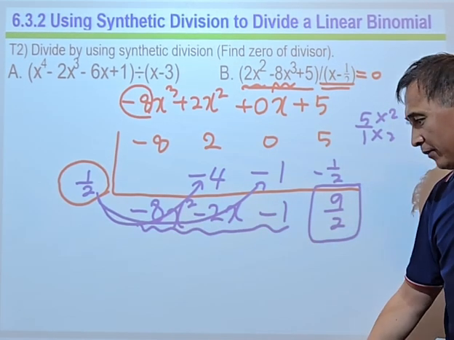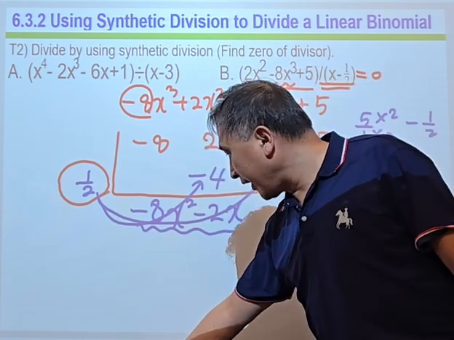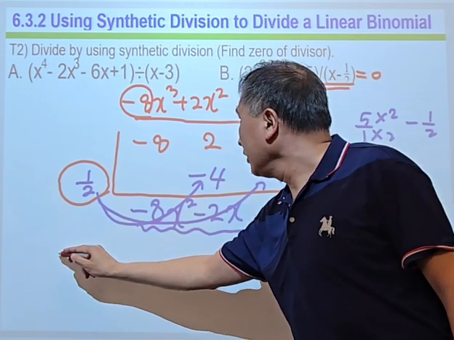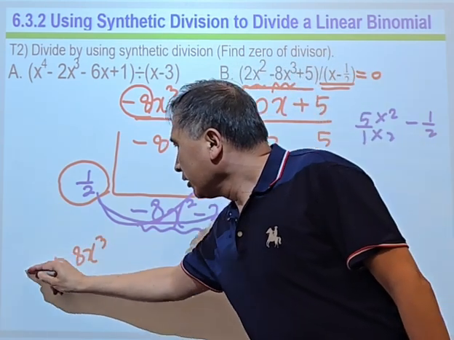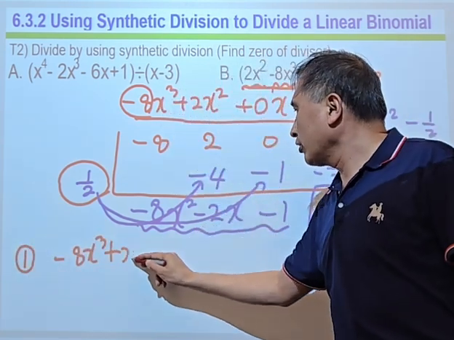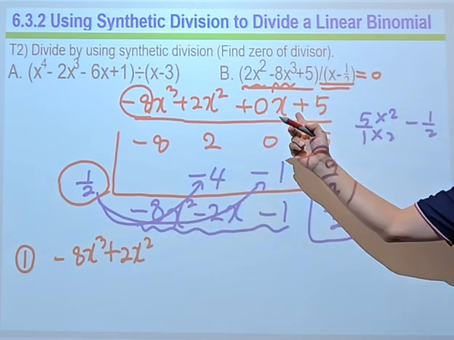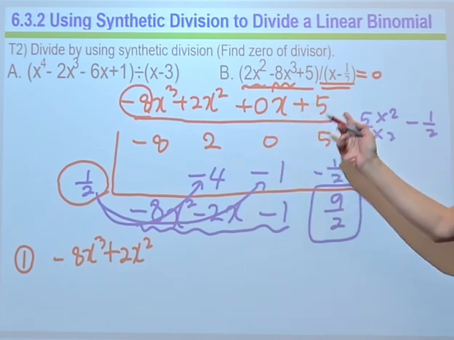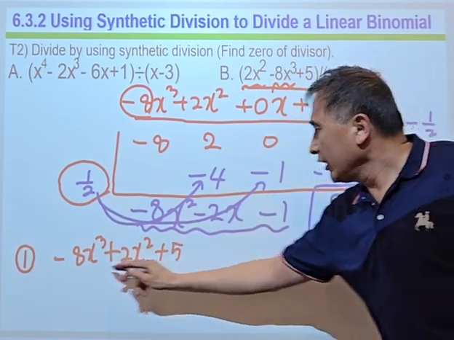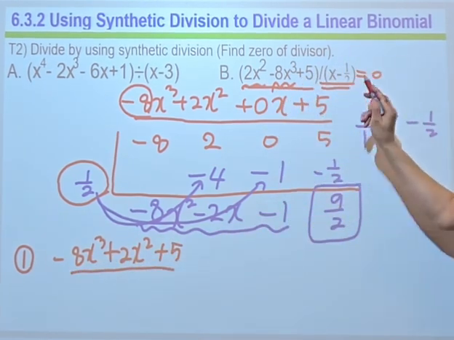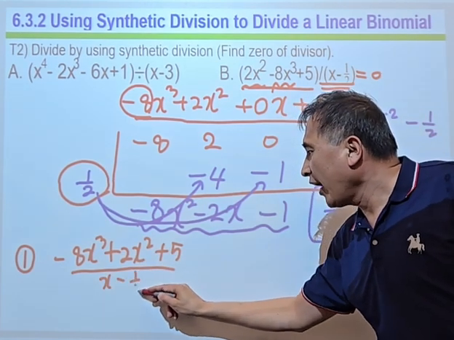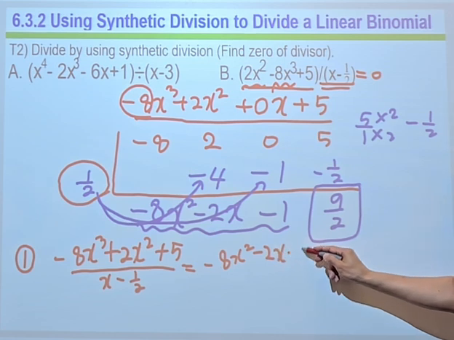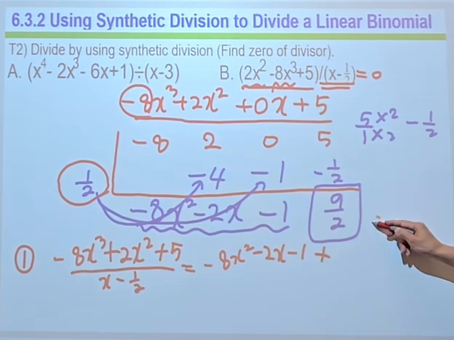So I'm going to write it one more time. All the time when you write it, this is the dividend. Dividend minus 8x cubed plus 2x squared plus 5. When you write it, you don't need the 0x anymore. You need it for the division, synthetic or long division, but we don't need to write it here. That one divided by the divisor x minus 1/2 equals the quotient minus 8x squared minus 2x minus 1 plus remainder is 9 over 2.